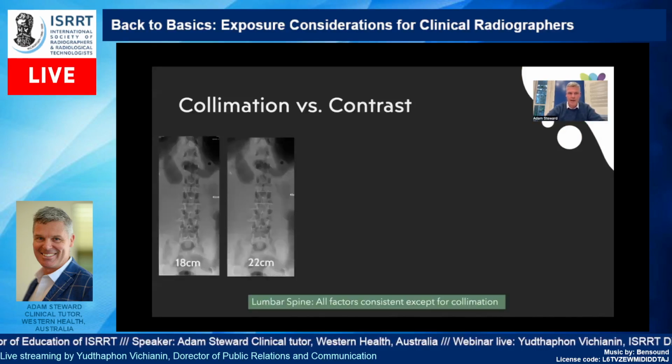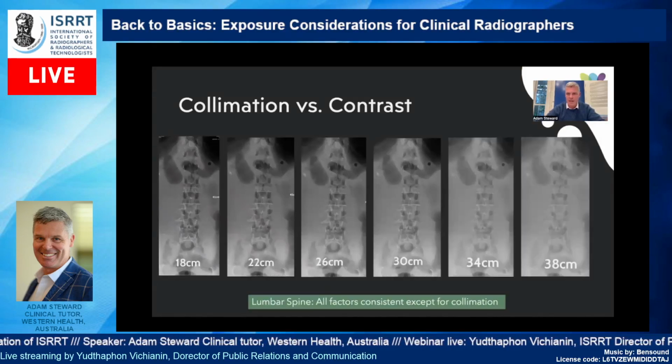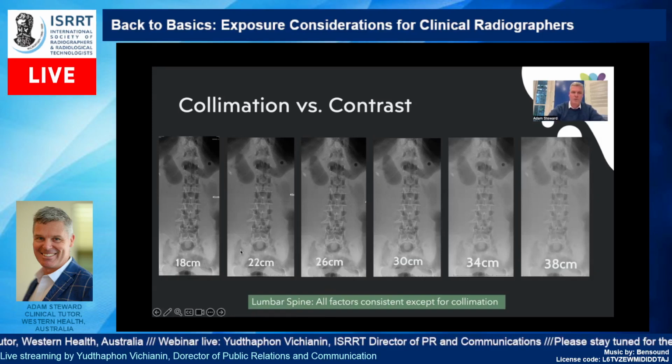Here's our study and how it looks. Basically, the only difference here is collimation. We just opened out the collimation each time and took a whole number of images. And you can see clearly the difference in image quality. It's noticeable when you've got 20 centimeters, 18 versus 38. It's a noticeable difference there. But even subtly between some of these, say 18 to 26, you can see those differences. You can see the effect that collimation makes on the image quality. And that's why you should always be seeking to collimate as tightly as you can.